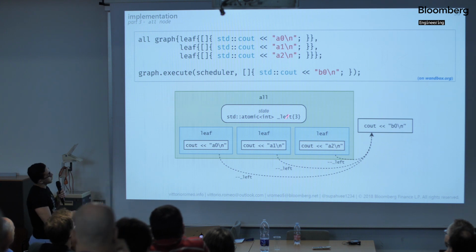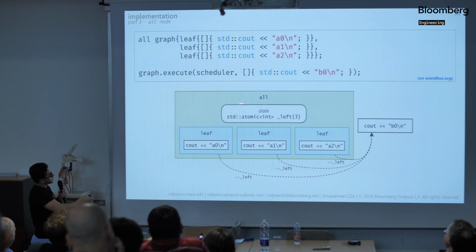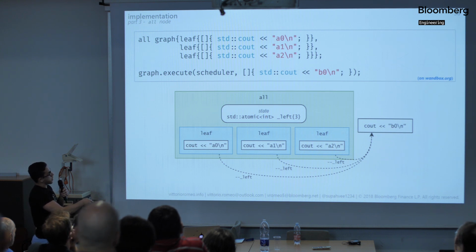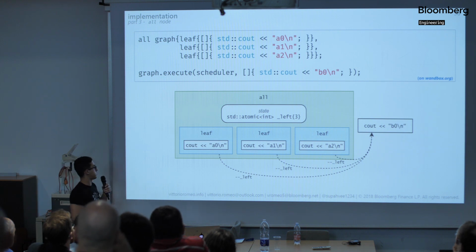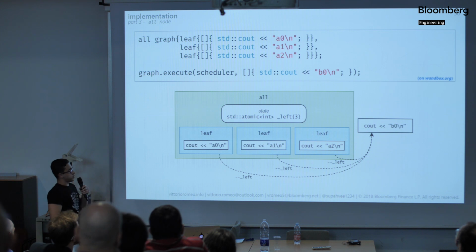So this is what it looks like. We have this all node. It contains the 3 leaves. And it has some shared state inside it, which is an atomic counter keeping track of how many things still need to be scheduled. Sorry, still need to be done.